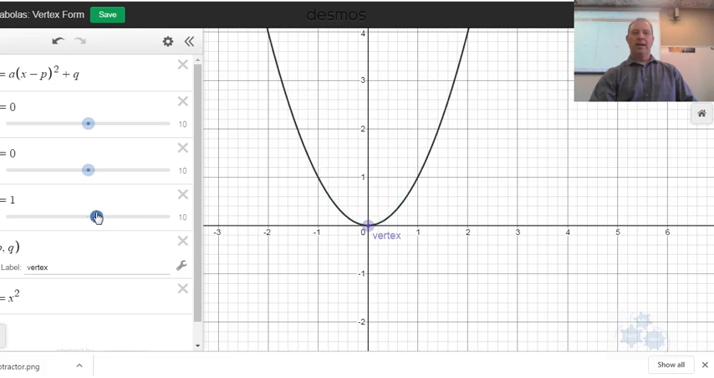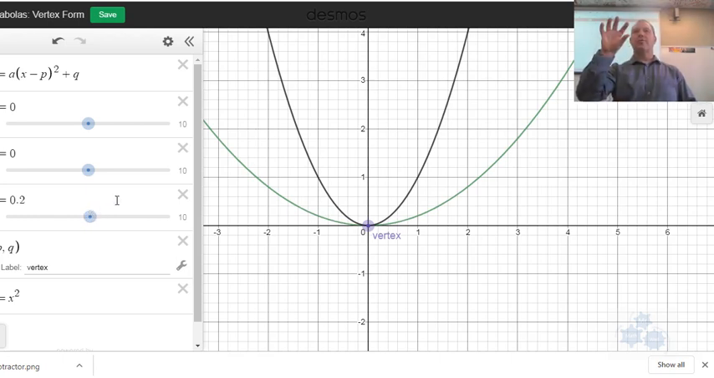Okay, so here's back to A equals 1 right here. And if A is between 0 and 1, I get a very wide parabola. Okay? So when you see an equation and you see that there's a number in front of the brackets with the x in it and the squared, then that number tells you whether it's wide or narrow.